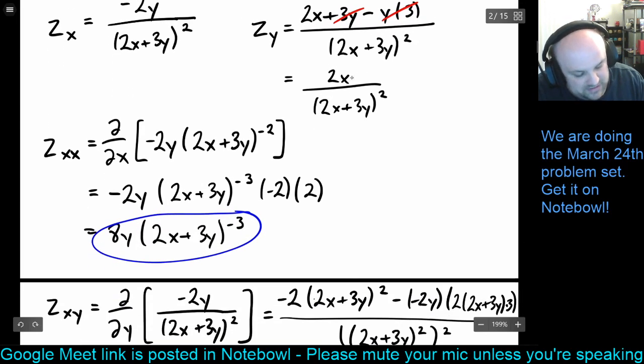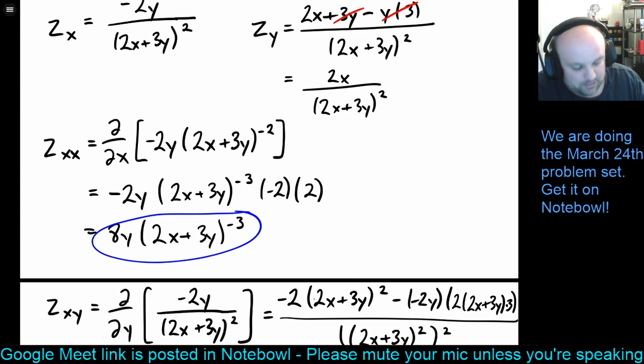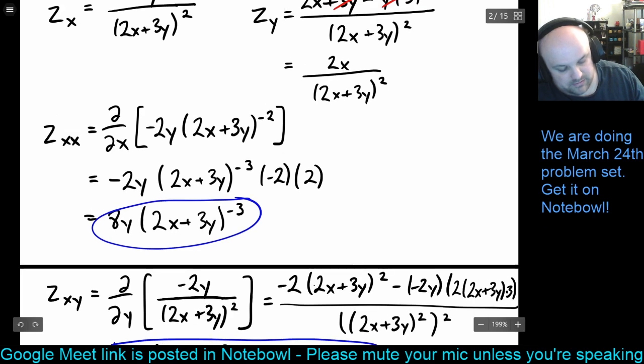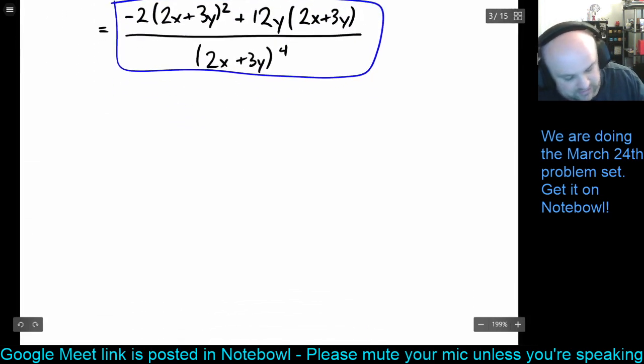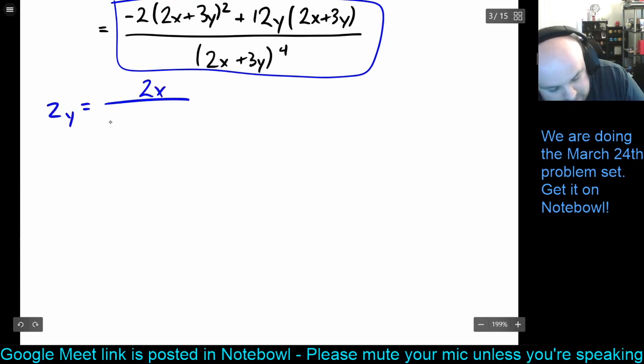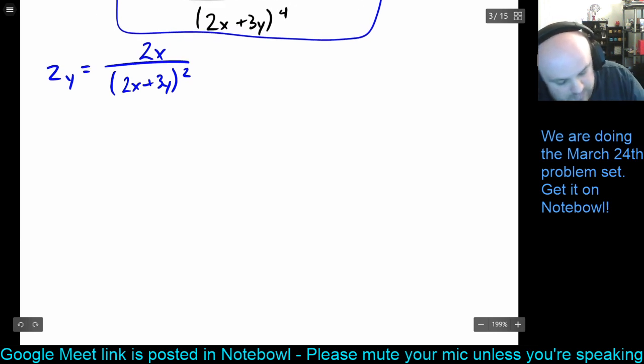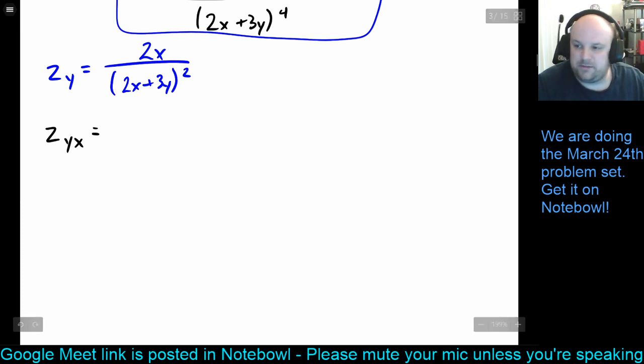And then we'll have the same kind of deal when we take the partial derivatives of this with respect to x. Let's just copy this back down here: 2x over 2x plus 3y squared. So zyx is going to be the more complicated one here.